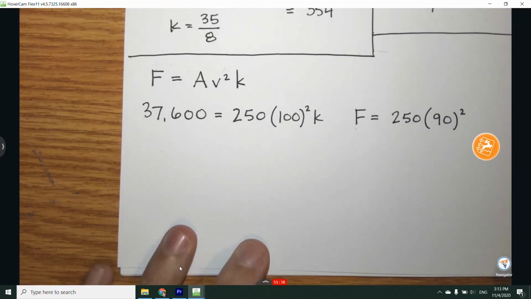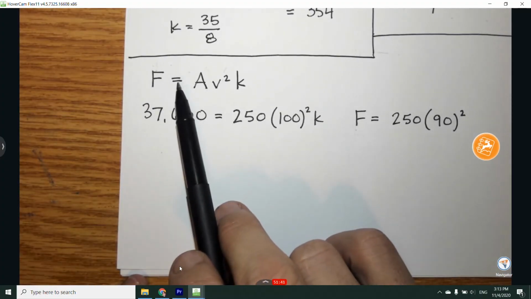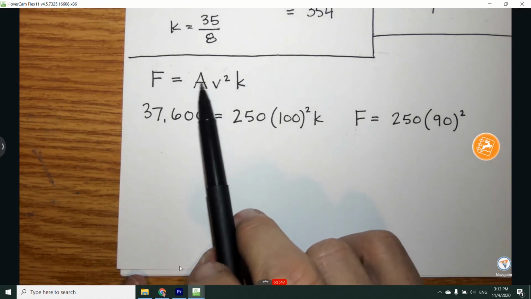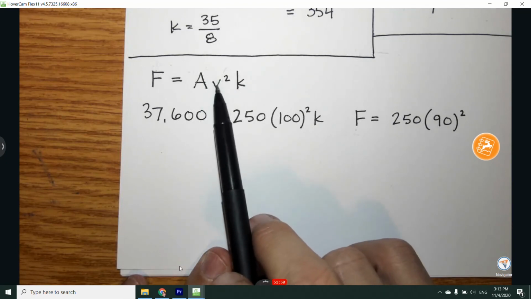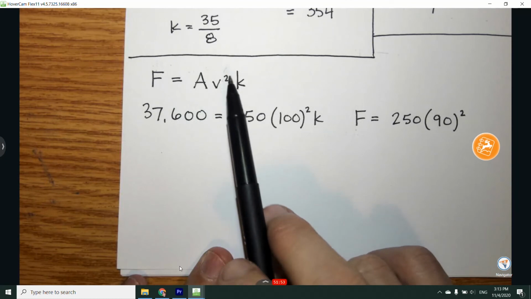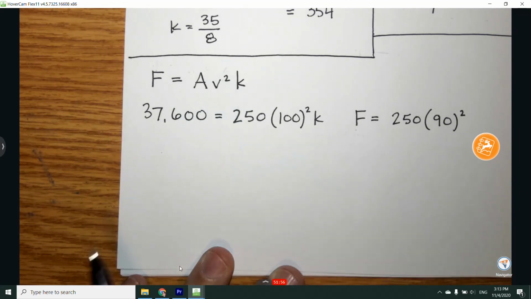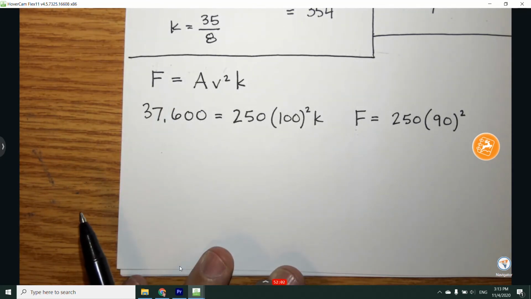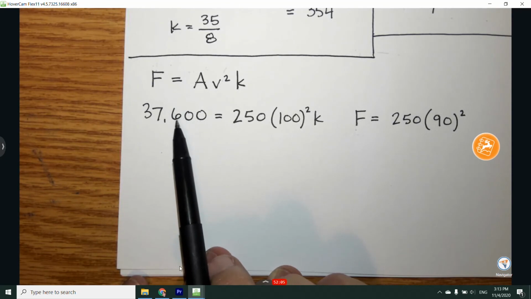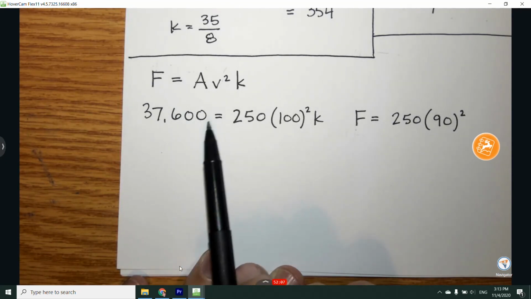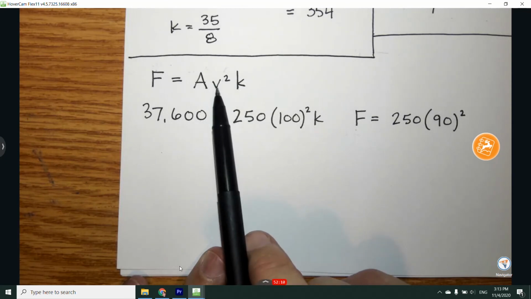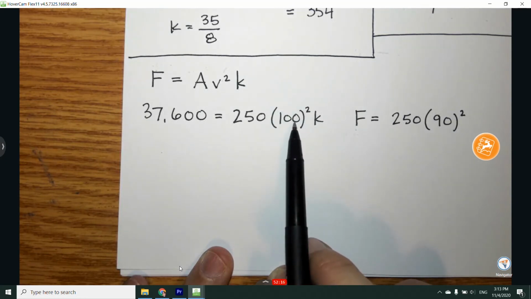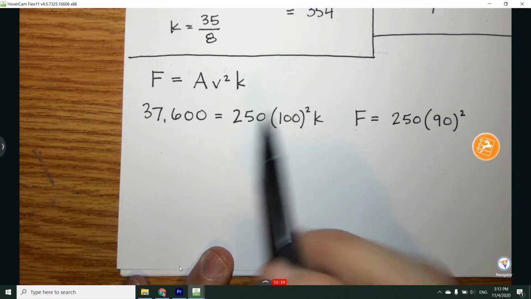So our equation looks like this. Our force varies jointly as our area, the square foot area of the wing, and the square of the velocity, and then we've got our k. Force usually occurs in terms of pounds, like we had with our astronaut weight problem. Our area was 250, and our plane was going 100, so we're going to square that first, and then multiply it times that.